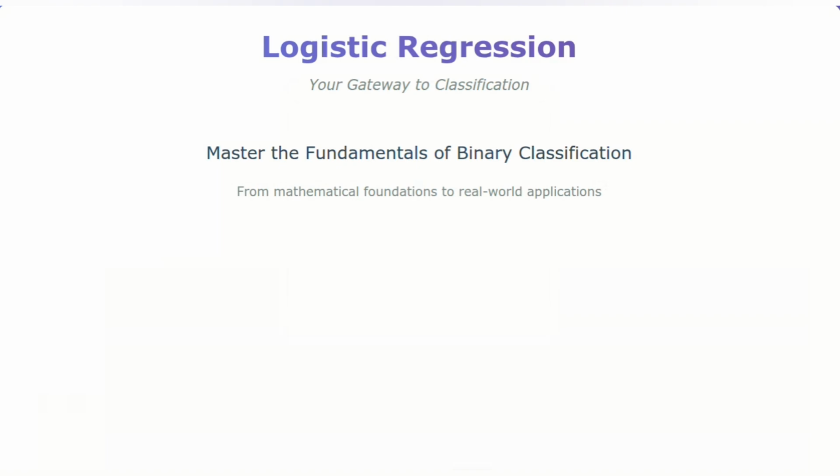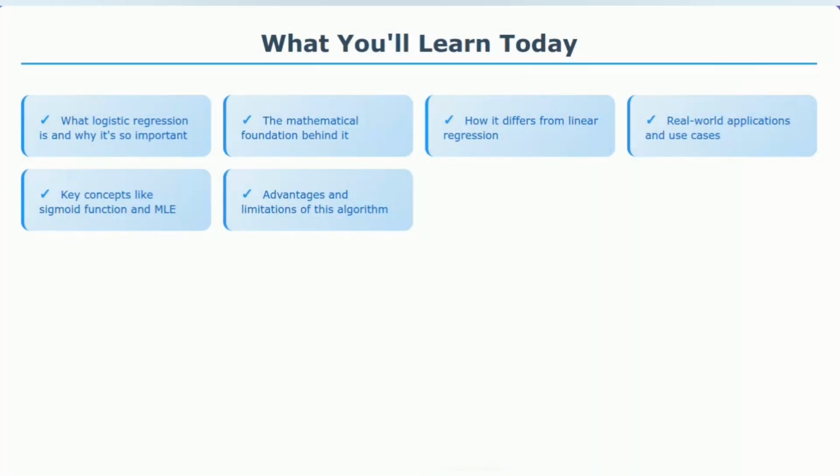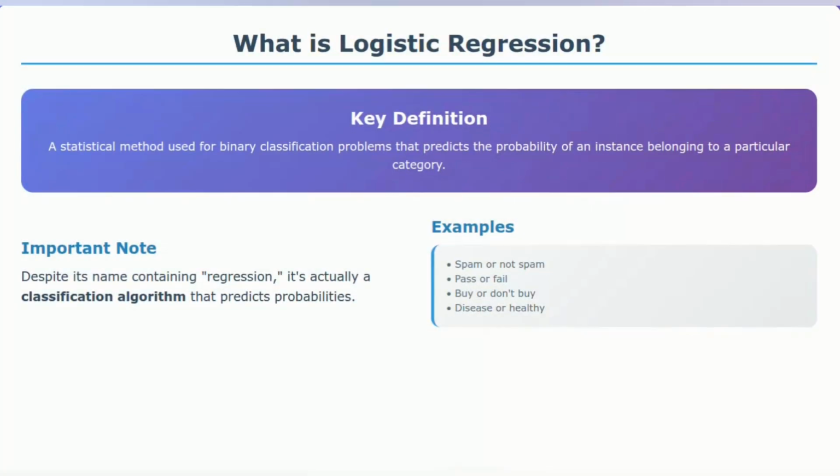is for you. By the end of this video, you'll understand what logistic regression is and why it's so important, the mathematical foundation behind it, how it differs from linear regression, real-world applications and use cases, key concepts like the sigmoid function and maximum likelihood estimation, advantages and limitations of this algorithm. Let's dive right in. Logistic regression is a statistical method used for binary classification problems.